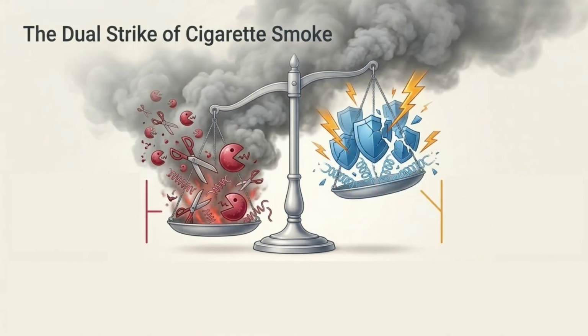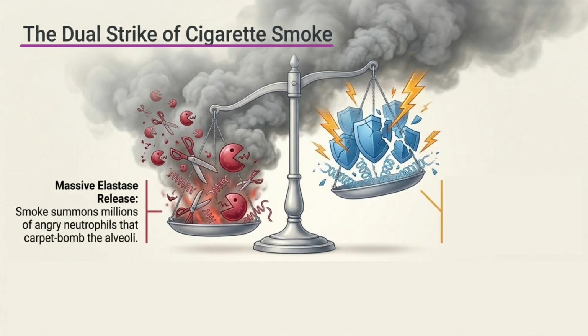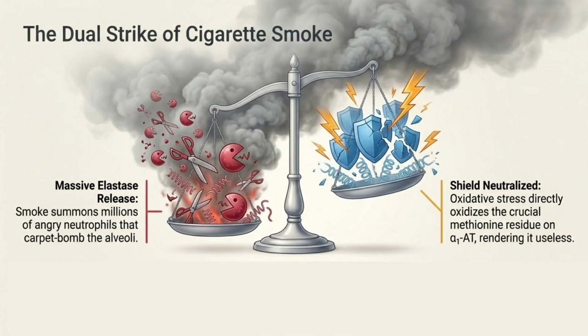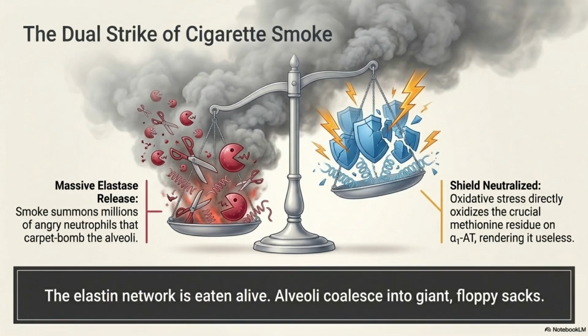But what happens when you introduce a 45-pack year smoking habit? You get the dual strike of cigarette smoke. Strike 1 is a massive elastase release. The smoke acts as an irritant that summons millions of angry neutrophils that carpet bomb the alveoli. Strike 2 means the shield is neutralized. The oxidative stress from the smoke directly oxidizes the crucial methionine residue on alpha-1 AT, rendering it completely useless. The result? The elastin network is eaten alive. The alveoli collapse into giant floppy sacs.